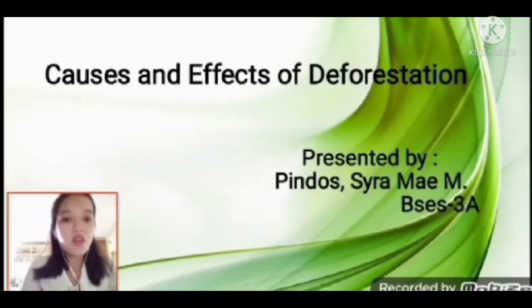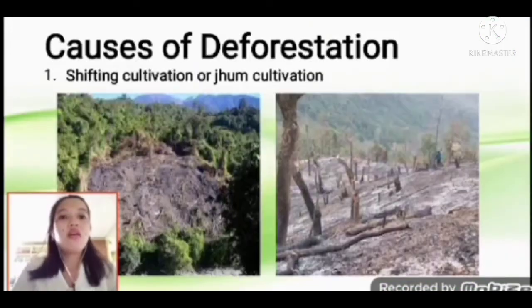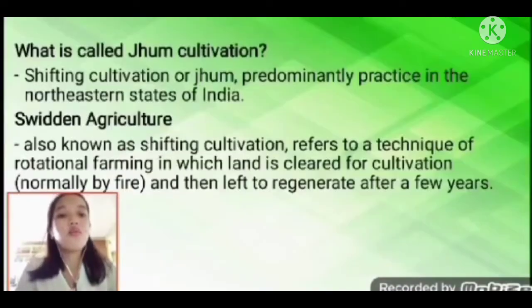In this video, I will be discussing the causes and effects of deforestation. The number one cause of deforestation is shifting cultivation or jhum cultivation. What is called jhum cultivation? Shifting cultivation or jhum is predominantly practiced in the northeastern states of India.